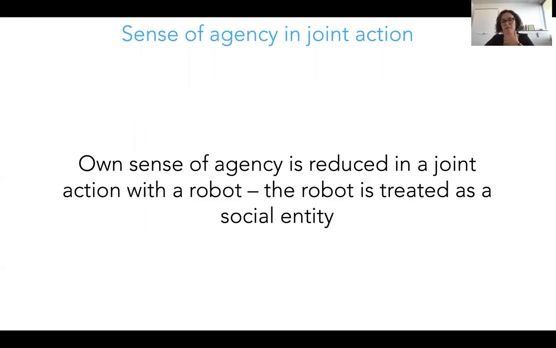So our own sense of agency is reduced in a joint action with the robot. So this is kind of like a marker that the robot is treated as a social entity, because we know that this happens also with other humans.